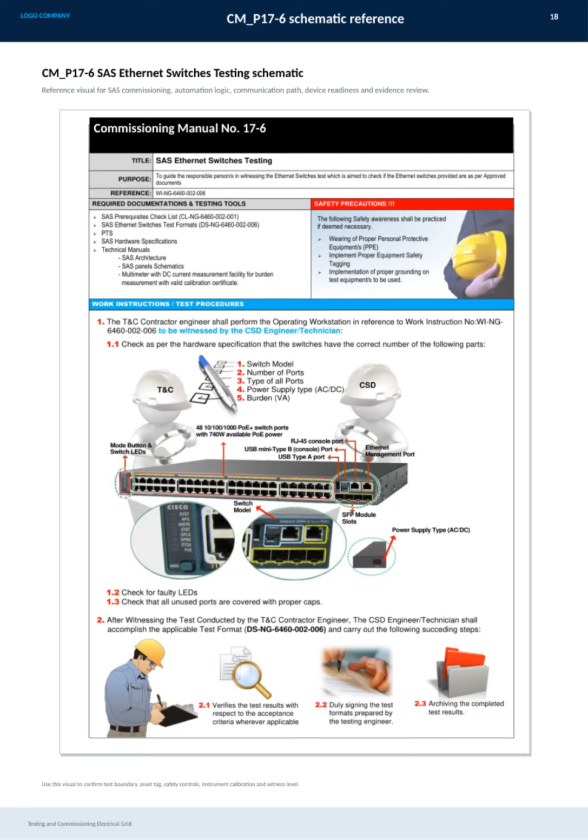Here we have the CM_P17-6 schematic reference, specifically focused on testing and commissioning the electrical grid using SAS Ethernet switches. This visual serves as a comprehensive guide for commissioning, covering automation logic, communication paths, device readiness, and evidence review. It's essential to use this schematic to verify the test boundaries, ensure asset tags are correct, confirm safety controls, check instrument calibration, and determine the appropriate witness level. This ensures a thorough and accurate commissioning process, aligned with Commissioning Manual number 17-6.